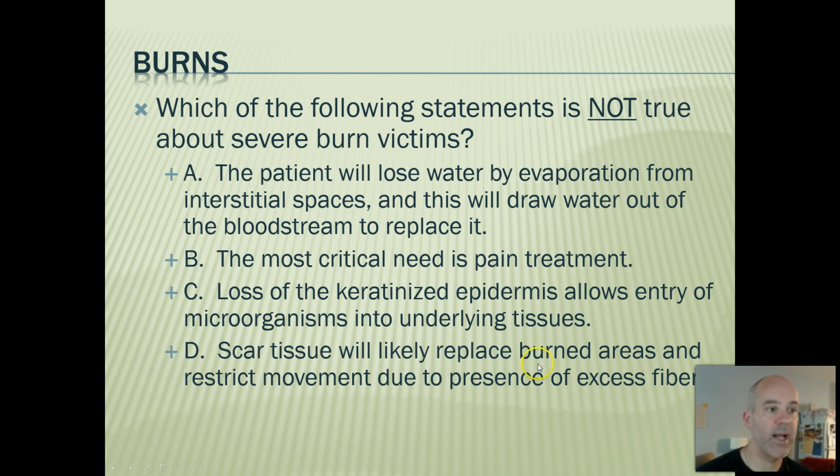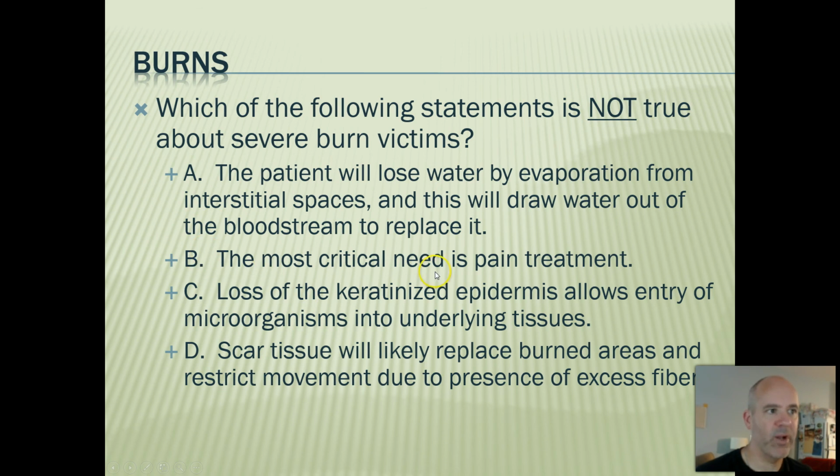D, scar tissue will likely replace burned areas and restrict movement due to presence of excess fibers. Oh yes, in a burn victim, when these tissues get recreated, or even after any kind of major injury, replacement tissues form scar tissue. It means the tissue's been replaced, but a lot of times the composition of the fibers is inappropriate. They tend to be too fibrous, and that will restrict your movements. In that burns case study, there's an example of that with the patient in the case study that you guys are working on. All right, so which of these is not true?